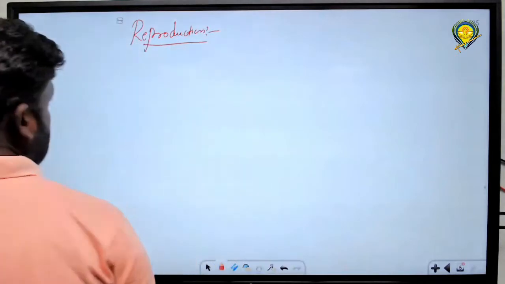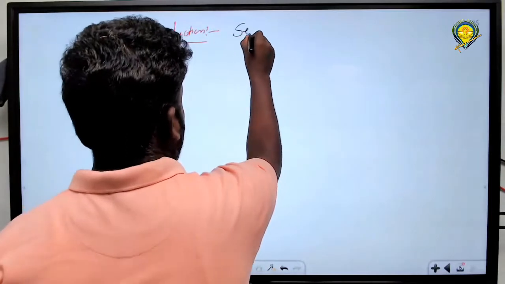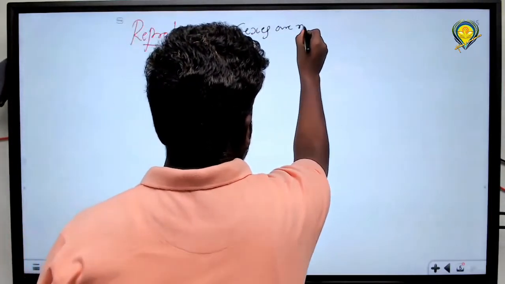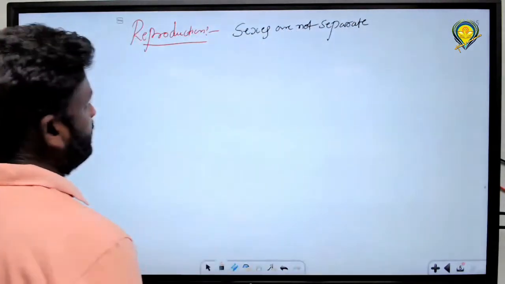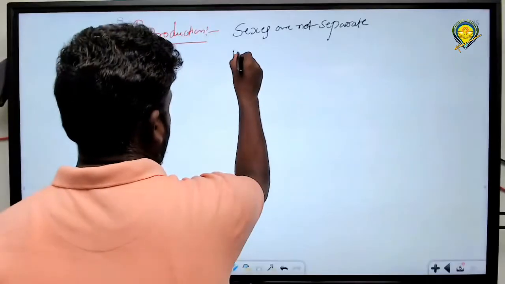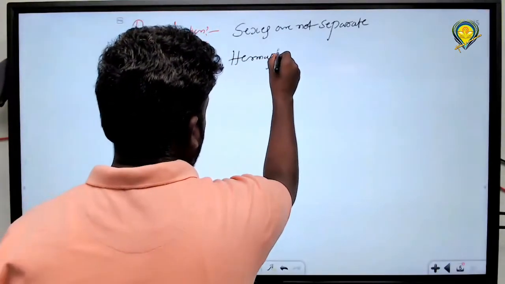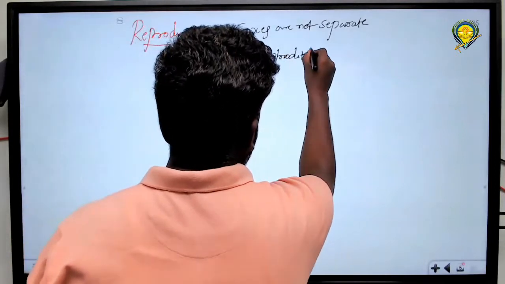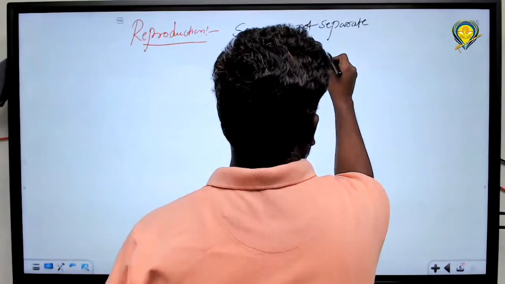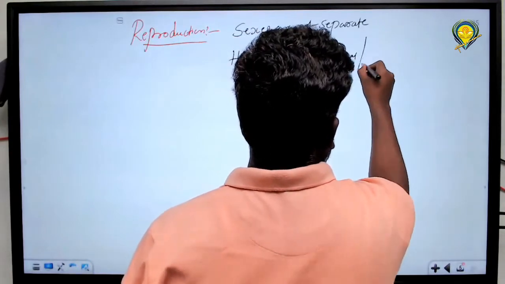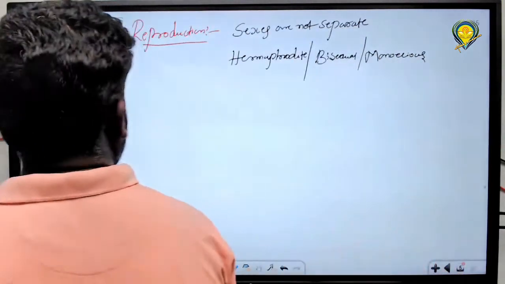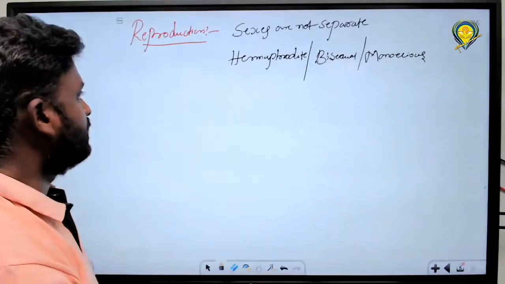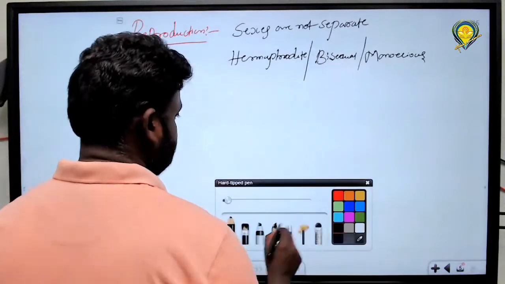So now reproduction. Tell me all of you, sexes are separate or not? Please write it then. Sexes are not separate. Very good. Next point, also called as what then? Hermaphrodite. Next one, bisexual or unisexual? Bisexual. Monoecious or dioecious? Monoecious. Means sexes are not separate. Very good.